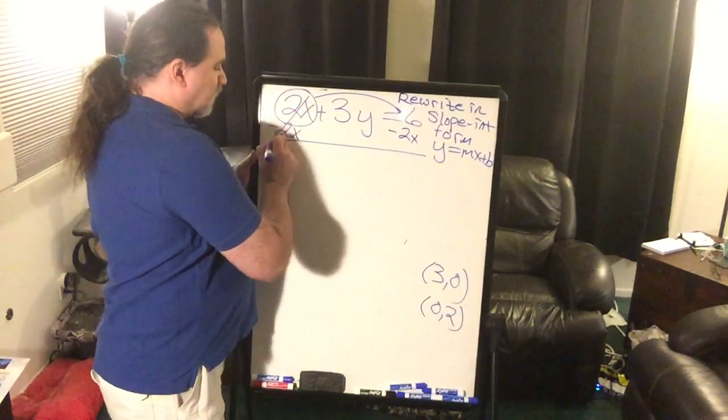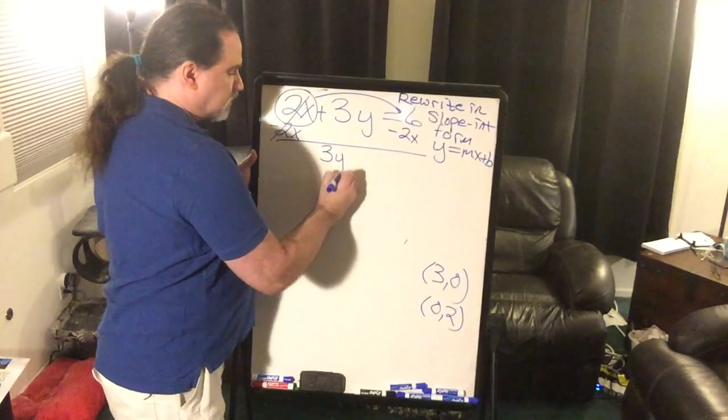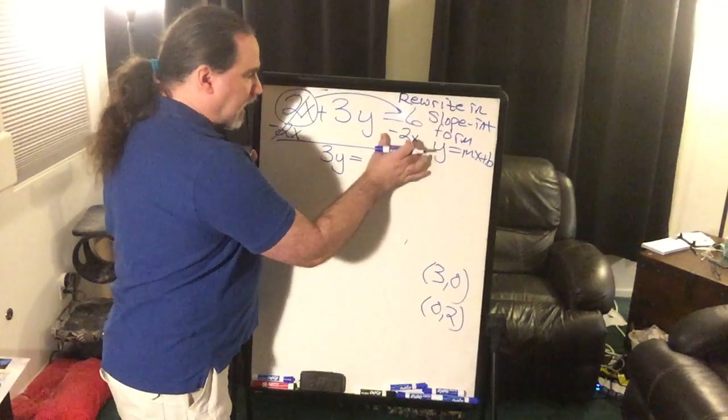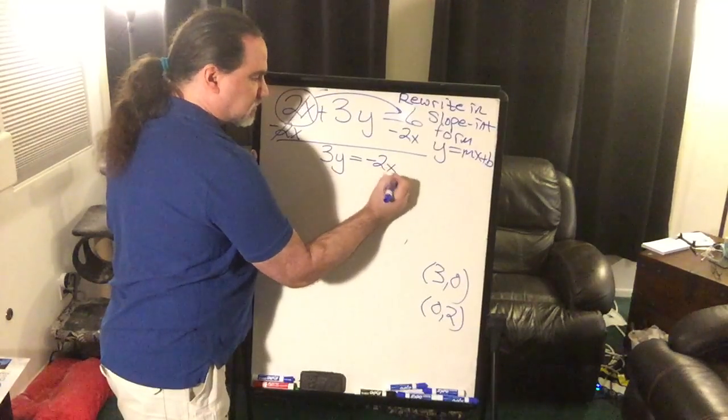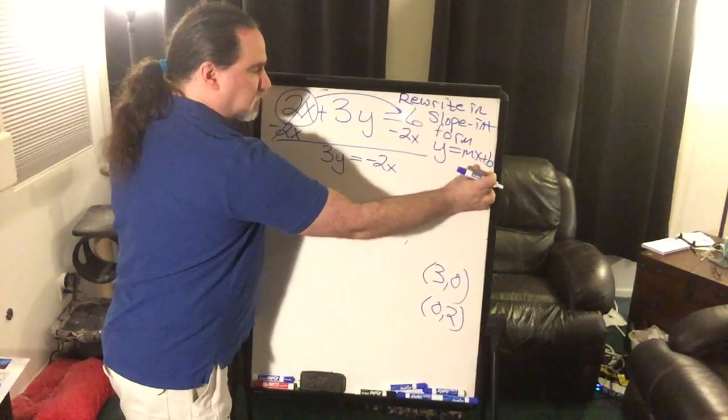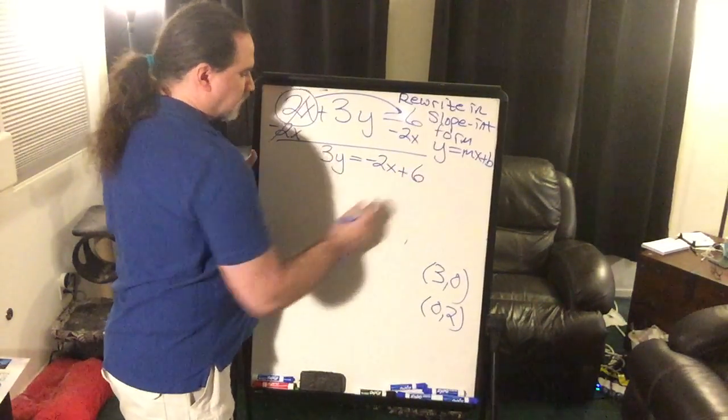So this is going to be gone, and I'm going to have 3y equals, and remember how I want it to look. I want mx. Well, that's this right here, negative 2x. Positive 6 plus b. Okay?